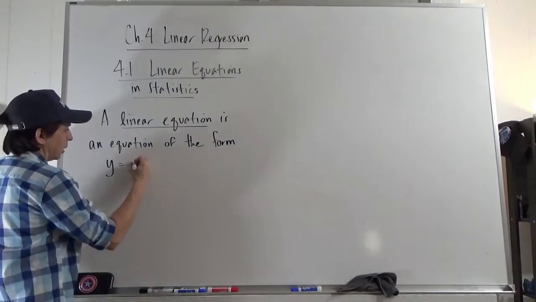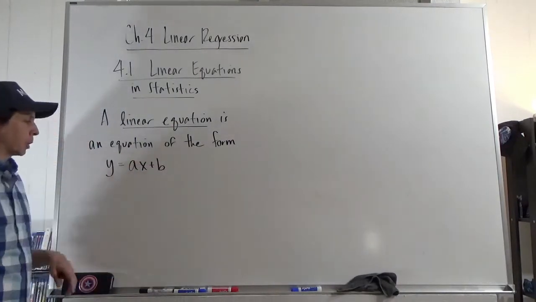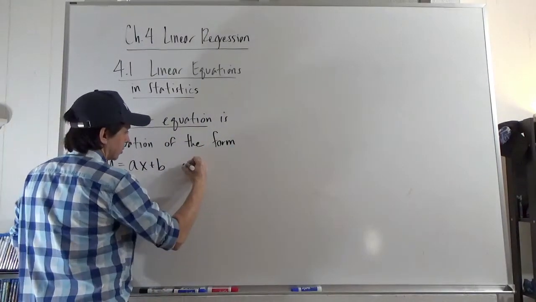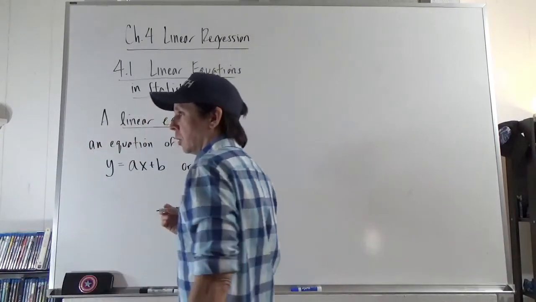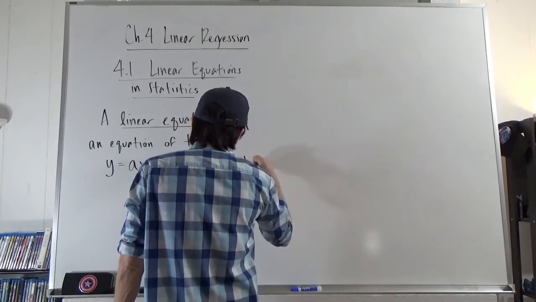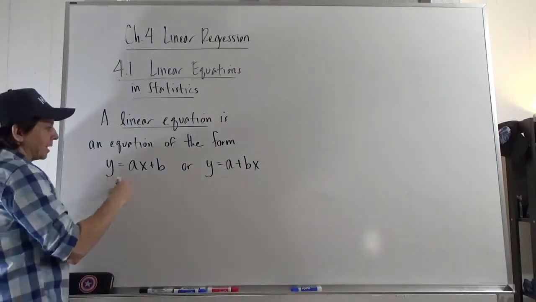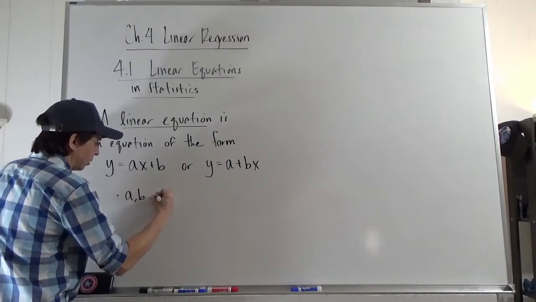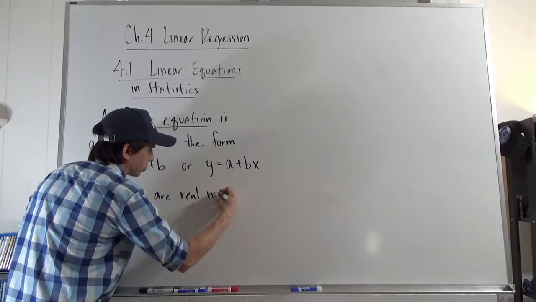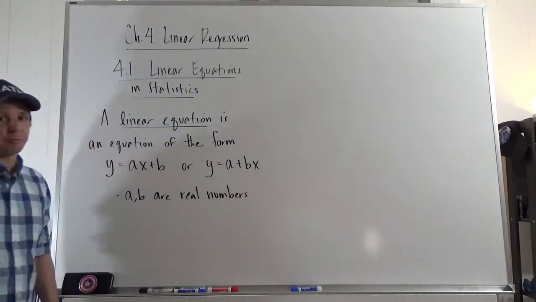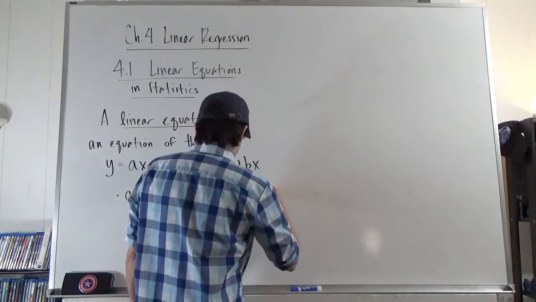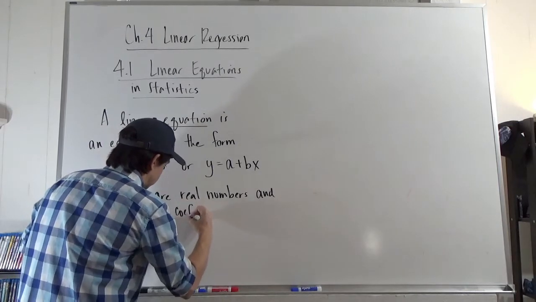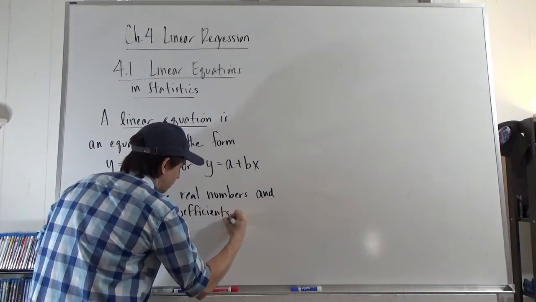Y is equal to ax plus b is sometimes the way they write it. Or y is equal to a plus bx. It's a different way of writing it. The y and the x are variables, but the a and b are real numbers. So the a and b are going to be filled in with numbers, fixed numbers, constants. And they're called the coefficients. And that term will come up again.